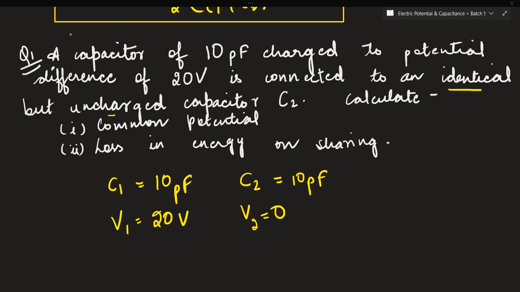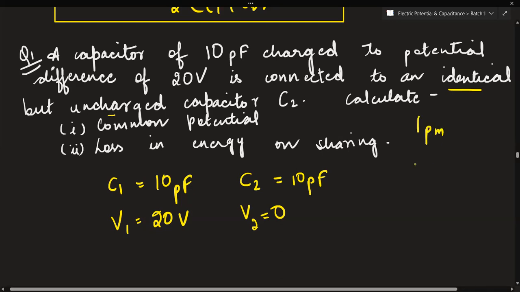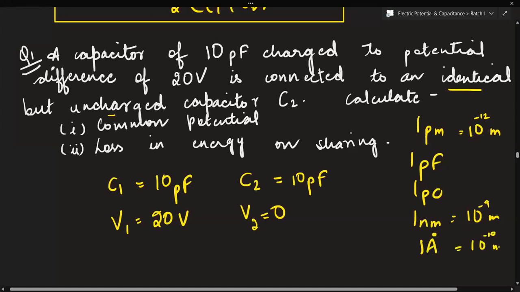It's 10 to the power minus 12. 1 picofarad, or whenever you see the word pico, 1 picometer, 1 picofarad, 1 picocoulomb, anything. Pico is basically 1 picometer is 10 to the power minus 12 meter. Like you have 1 nanometer is equal to 10 to the power minus 9 meters. In this way. Or you must have heard of 1 angstrom is equal to 10 to the power minus 10 meters. Similarly, pico is 10 to the power minus 12. So obviously to convert it.